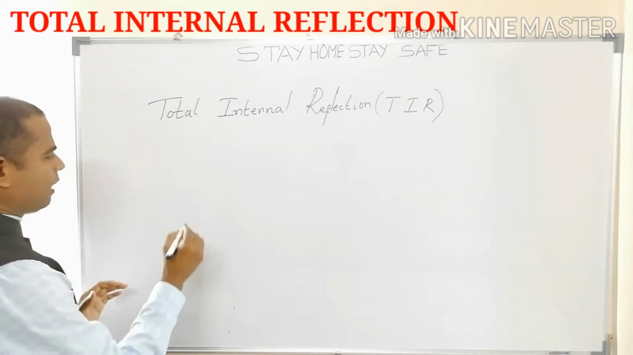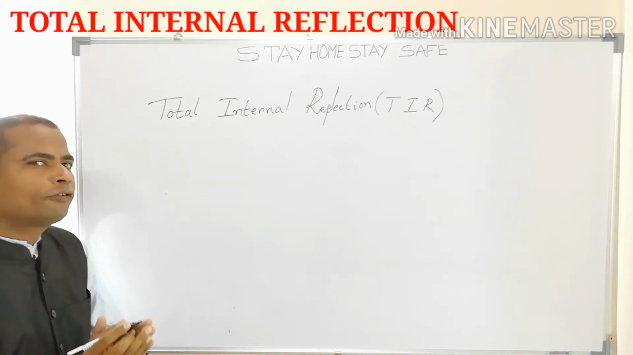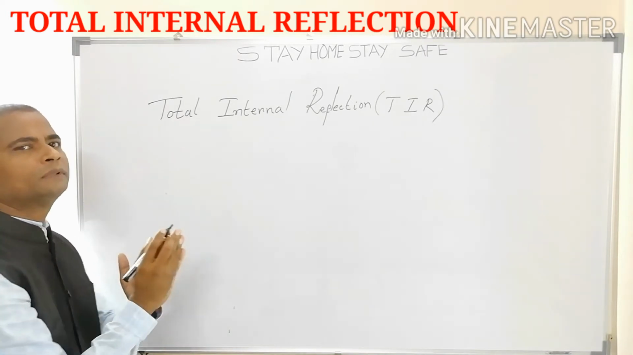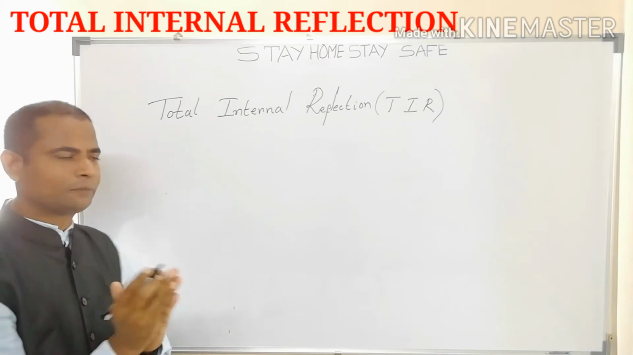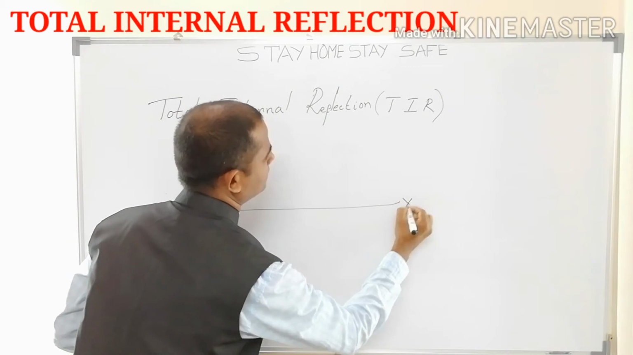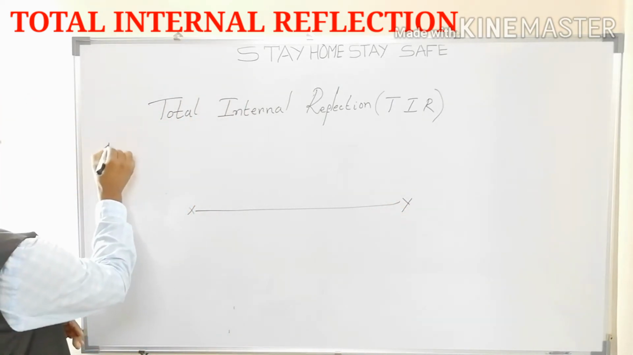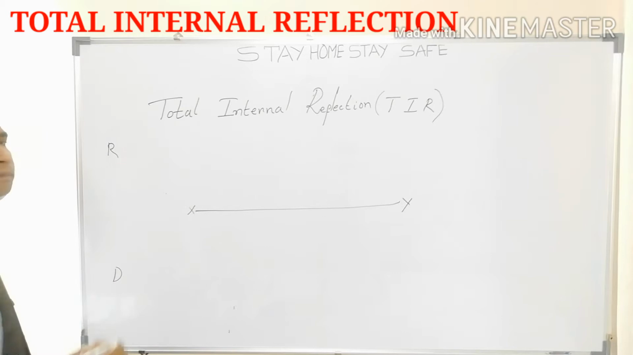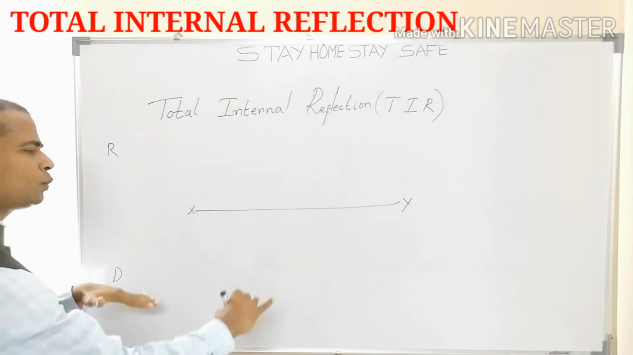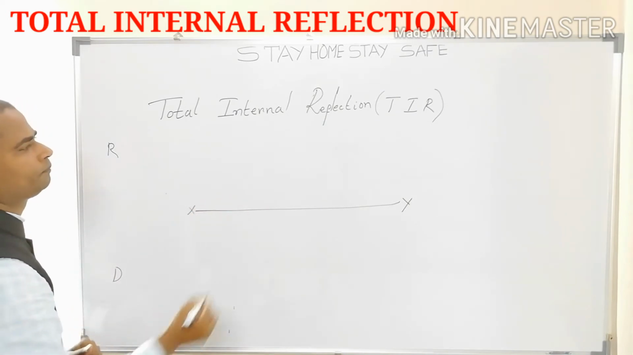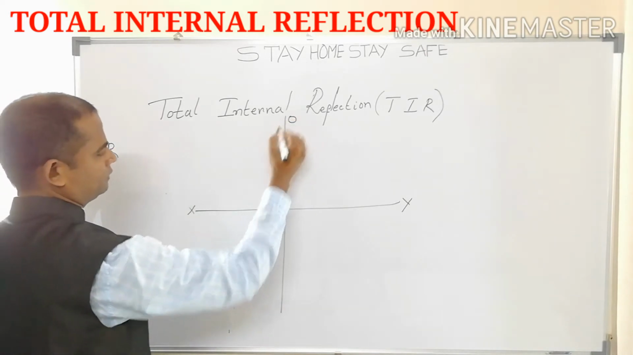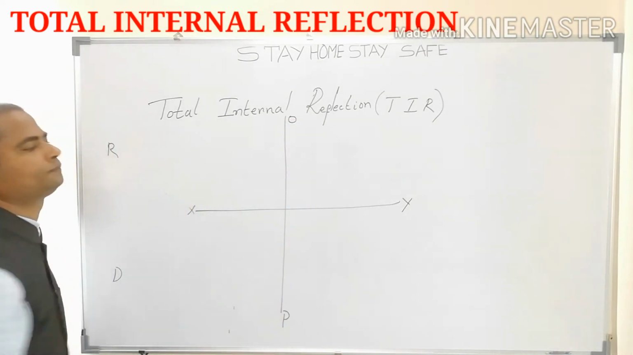Here we will again take two different kinds of optical medium. One is rarer medium, the other one is optically denser medium. Let's say XY is the interface between rarer medium and denser medium. Above XY everything is rarer, below XY everything is denser medium. Let's draw the normal to the interface.